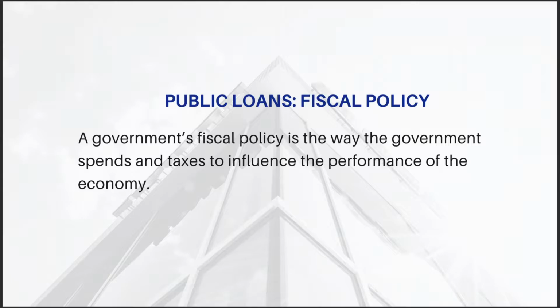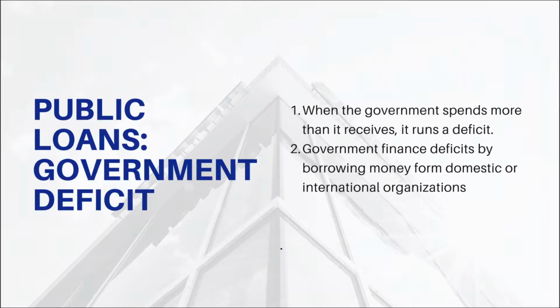Our next component would be public loans. Here, we will discuss government fiscal policy. A government fiscal policy is the way a government spends and taxes to influence the performance of an economy. When the government spends more than it receives, it runs into a deficit. Government finances deficits by borrowing money from domestic or international sources. Domestically, government can issue bonds for the people to invest in. Internationally, government can borrow money from international organizations or from foreign countries.